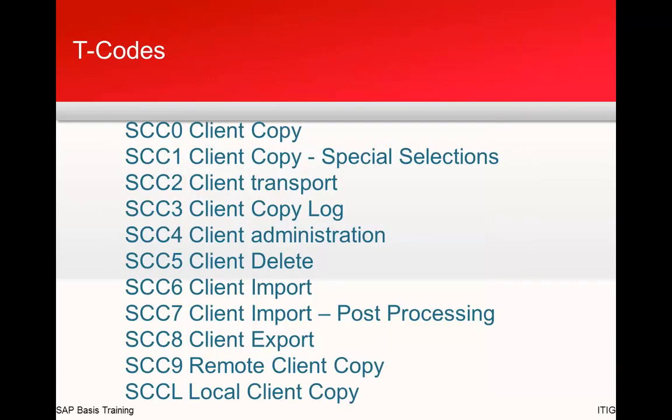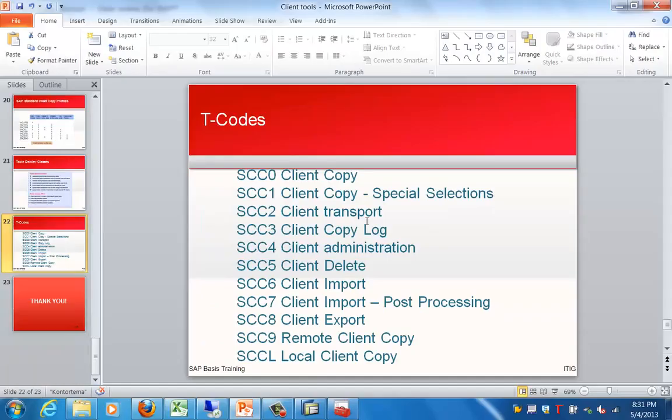Okay, we have seen these delivery classes, and these are the T codes which I wanted you to take note of. We have seen SCCL for doing a local client copy. SCC9 is for remote client copy. SCC8 is for client export. SCC7 is for post processing. We also saw SCC4 for client maintenance. SCC5 is for client delete. So these are basically the T codes for client maintenance activities.